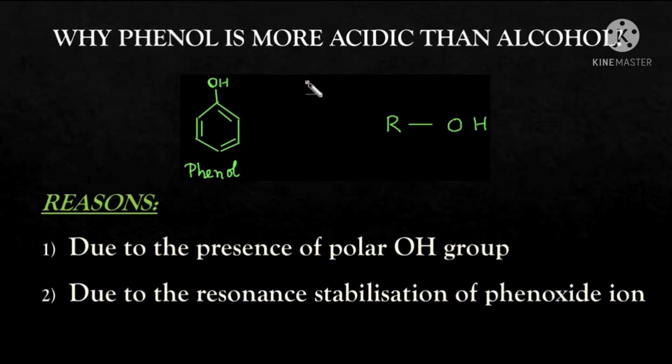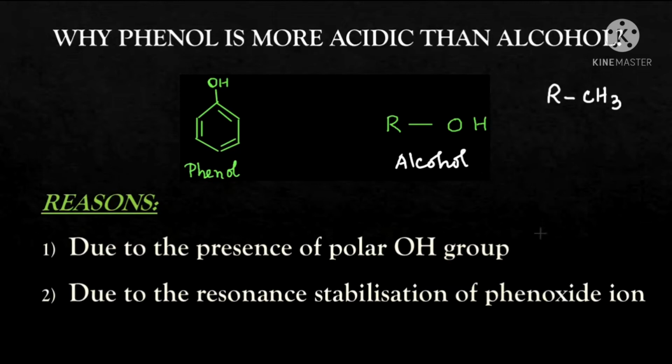Hi students, in this session we are going to discuss clearly a more frequently asked question: why is phenol more acidic than alcohol? So let us see, this is a phenol and this is an alcohol, where R represents an alkyl group. Let us consider this as a methyl group. So this is an alcohol.